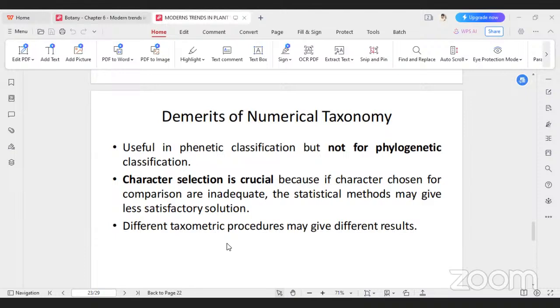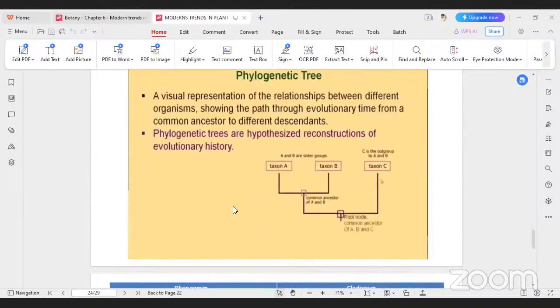That is also important. So these are some of the demerits of numerical taxonomy, not for phylogeny. The crucial, important characters here are based on observation and similarities, morphological observations. Different taxonomic procedures may give different results. For example, within one family there are a number of plants. For example, take the chromosome number: there may be variation within the group of plants. So that is the demerits.